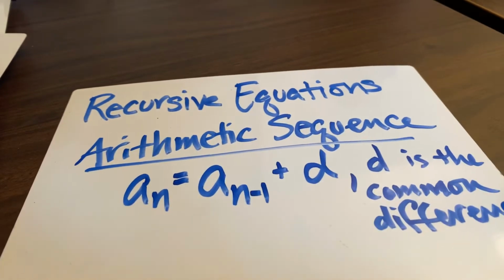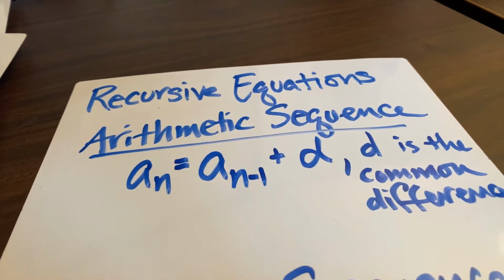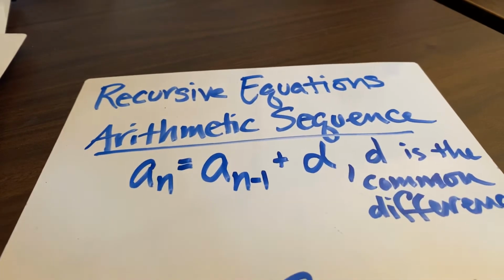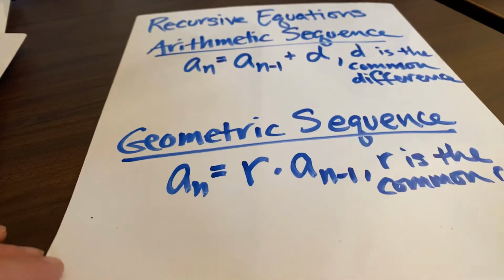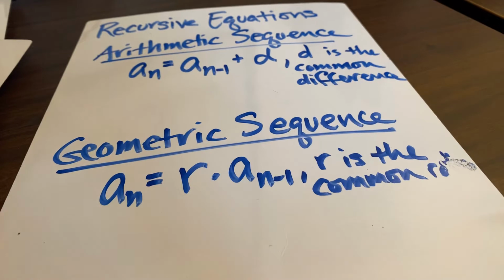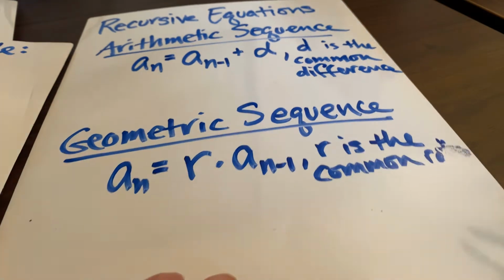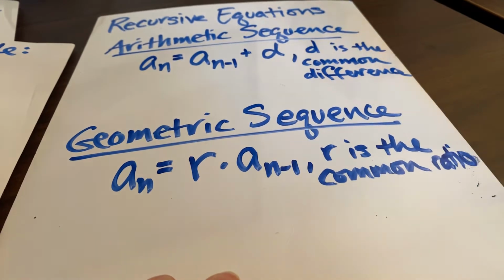For an arithmetic sequence, you have a sub n equals a sub n minus 1 plus d, where d is the common difference. That's how we would write the recursive equation. For a geometric sequence, a sub n equals r times a sub n minus 1, where r is the common ratio.